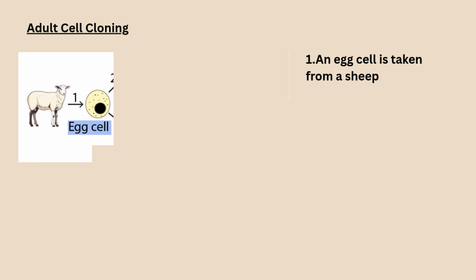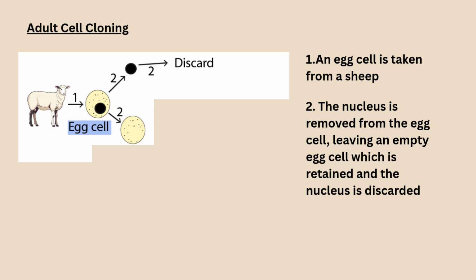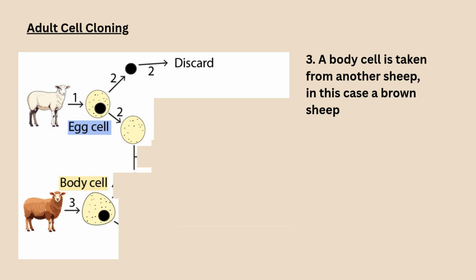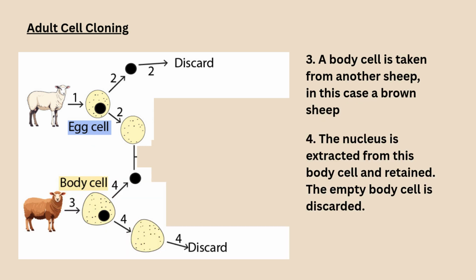Adult cell cloning. An egg cell is taken from a sheep. The nucleus is removed from the egg cell, leaving an empty egg cell which is retained, and the nucleus is discarded. A body cell is taken from another sheep, in this case a brown sheep. The nucleus is extracted from this body cell and retained. The empty body cell is discarded.